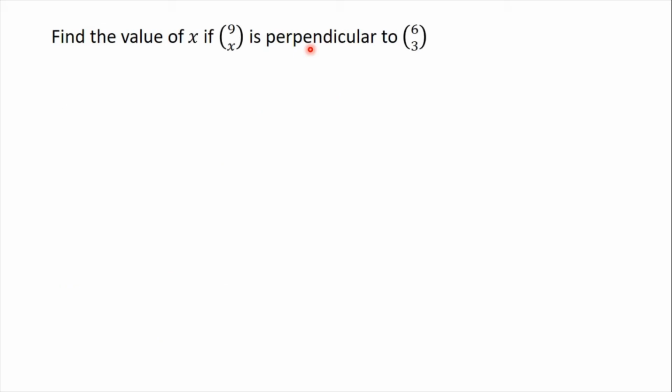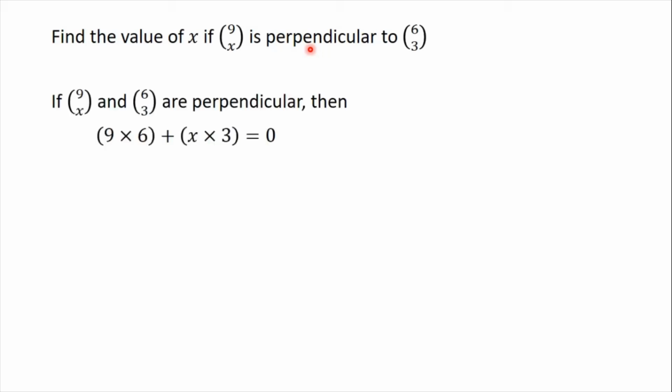Find the value of x if (9, x) is perpendicular to (6, 3). Now the question says that these two vectors are perpendicular. We know that if two vectors are perpendicular, then if you multiply 9 by 6 and add it to x times 3, we should get 0. If you multiply the x component by the x component and add it to the y component times the y component, we should get 0.